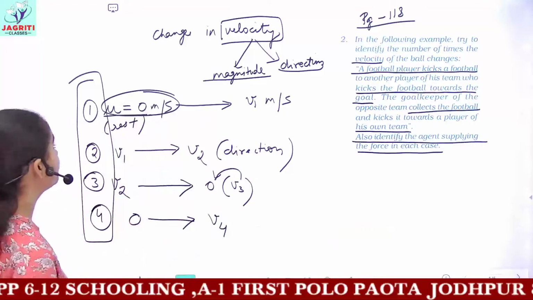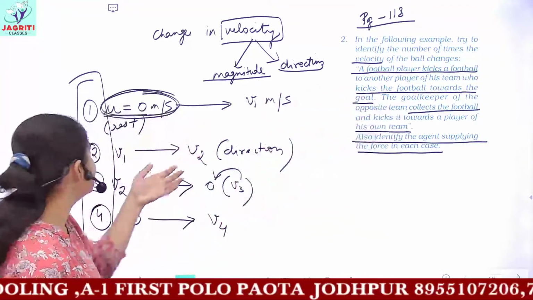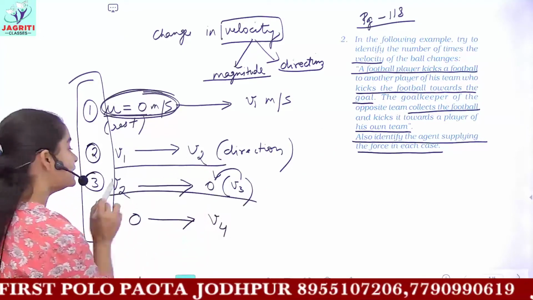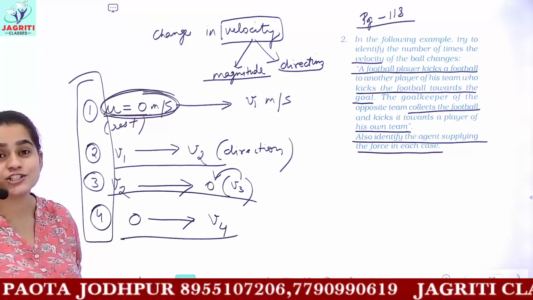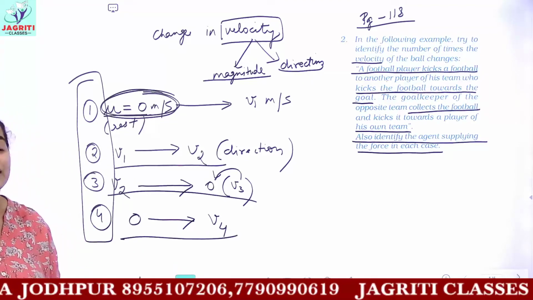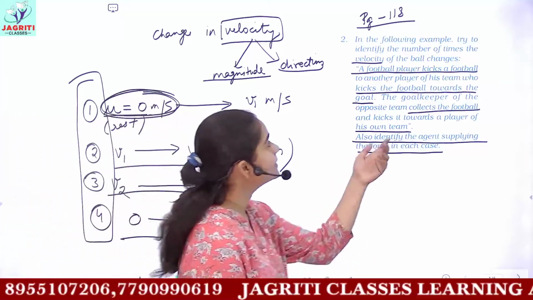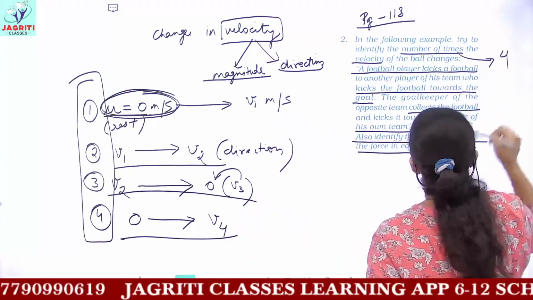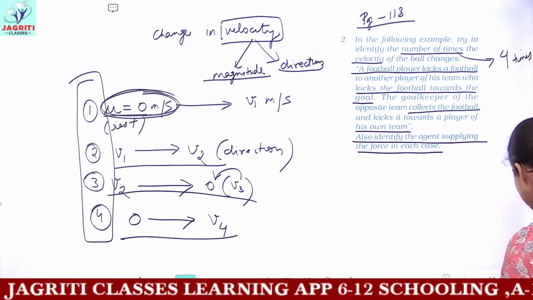agent supplying the force. So the agent supplying the force, the first one would be your first player, then this velocity change is due to the kick from another player, this is due to collection of the football by the goalkeeper, and this change is due to kicking of the football again by the goalkeeper. So these are the agents you can write. And the answer would be the number of times the velocity is changing. So the velocity is changing 4 times. This would be the answer.